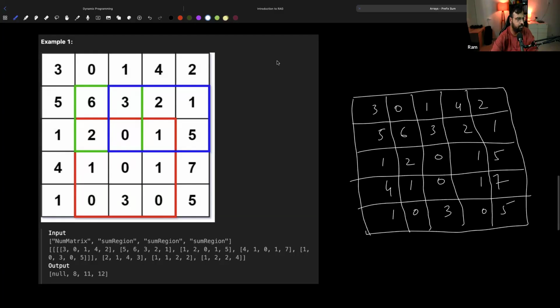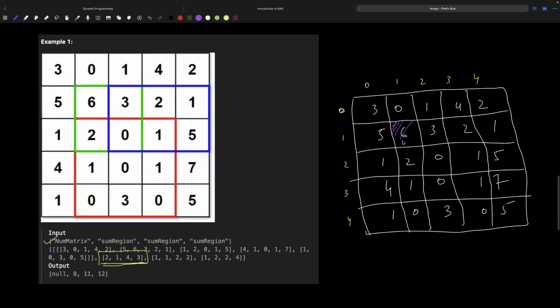Okay, let me write some numbers here. This is 0, this is 1, this is 2, this is 3, this is 4, and the same for the columns: 0, 1, 2, 3, 4. So we have been given a 5 by 5 matrix. Now the question is that this is the NumMatrix. Now these are the coordinates: 2, 1, and 4, 3. So row 2 and column 1 is this cell, which is 2, sorry, 6. This cell has been given, and then 4 and 3.